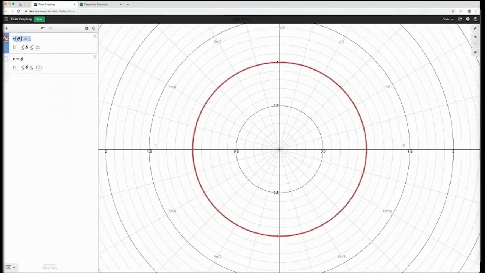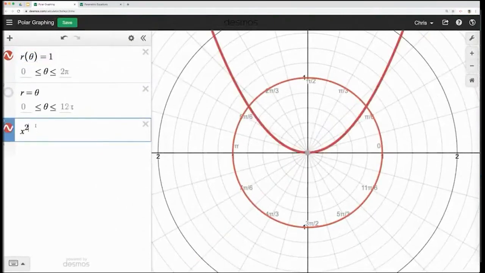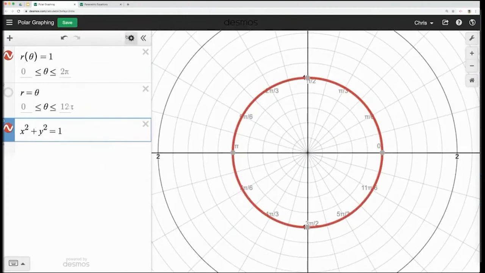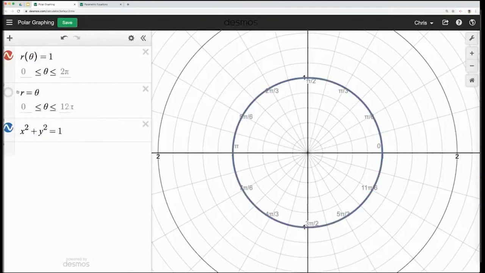You can just say the radius is equal to 1. That's what this says. Let me blow this up. Say the radius is equal to 1. If you wanted to do that with rectangular coordinates, you'd have to write all of this out. And you get the same, let's change the color here, let's do blue. You get the same answer here. As you can see, it directly overlaps. But it's a lot easier to write it this way.